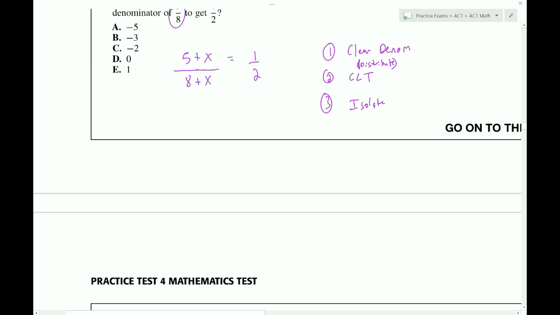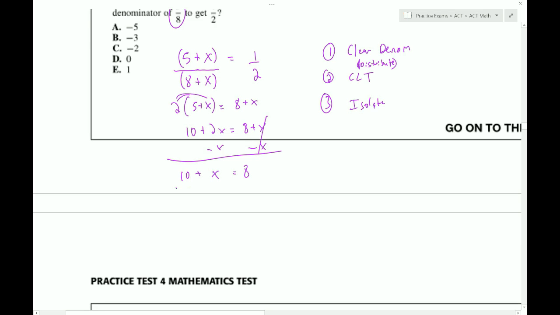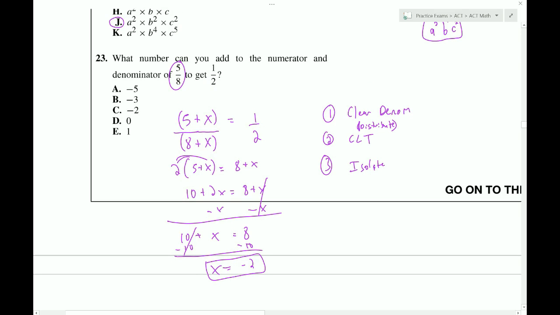Alright, so now, by the way, whenever we have two terms with a long division sign, there's parentheses that are implied here. Right? That's why we can't simply cancel out those x's. And anyway, so we cross multiply here. We get 2 times this quantity equals 8 plus x. Then we distribute the 2. 10 plus 2x equals 8 plus x. Subtract x from both sides. And then subtract 10. We get x equals -2. Okay. So yeah, choice C.